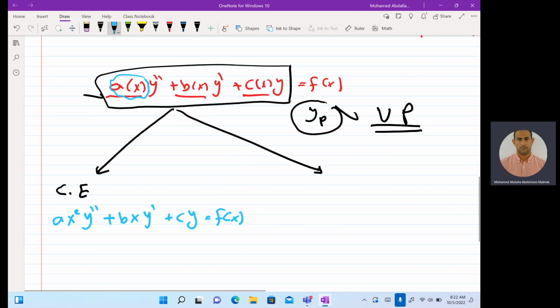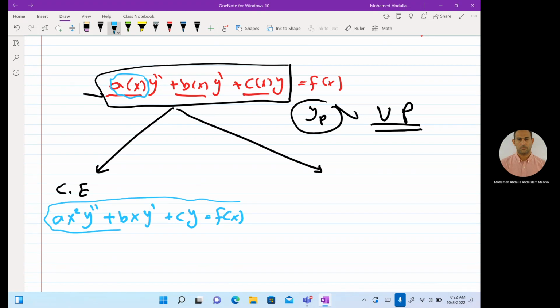In this case, we call it Cauchy-Euler. What is specific about Cauchy-Euler is that when you have a double dash, you have x squared. When you have one dash, you have x. When there are no dashes, there are no x's.